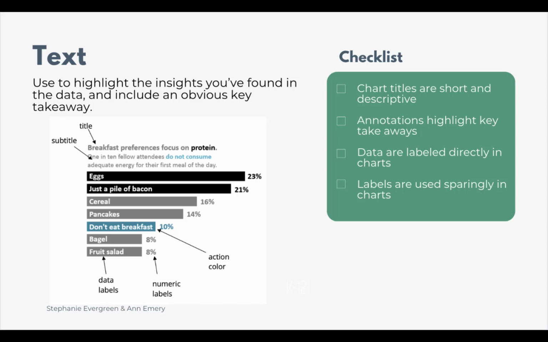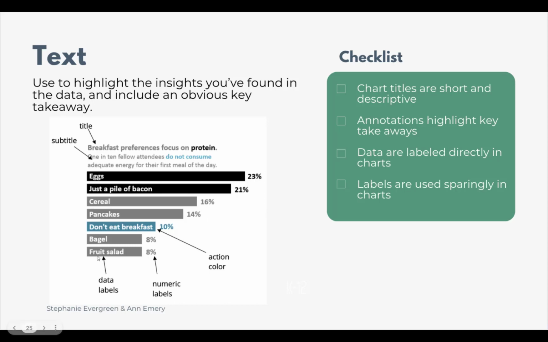We want to use our text to highlight insights we found in the data and include key takeaways. So in this example here, we're really condensing a lot of information into a small space. We have a title, breakfast preferences focus on protein. So that black protein word is tied to eggs and bacon here. We have a subtitle, 1 in 10 fellow attendees do not consume adequate energy for their first meal of the day. And again, we're using that do not consume in blue and tying that to the percentage of folks that don't eat breakfast.